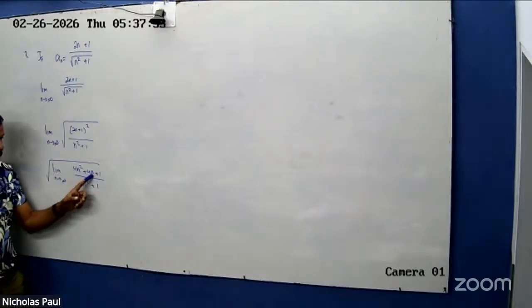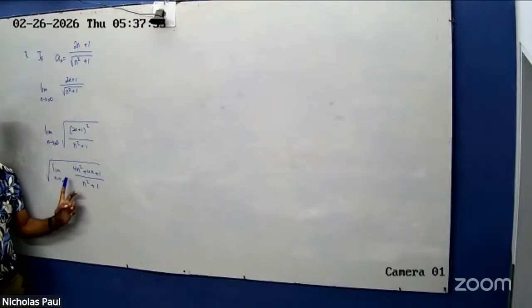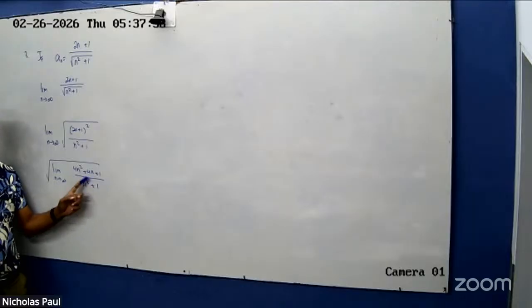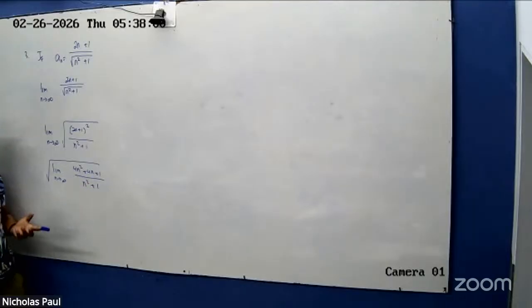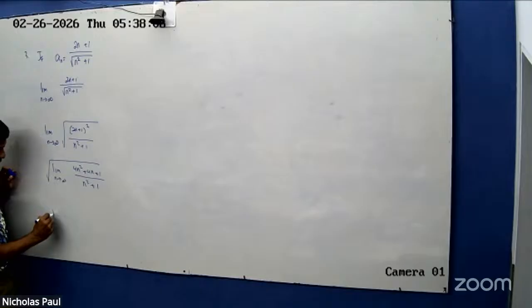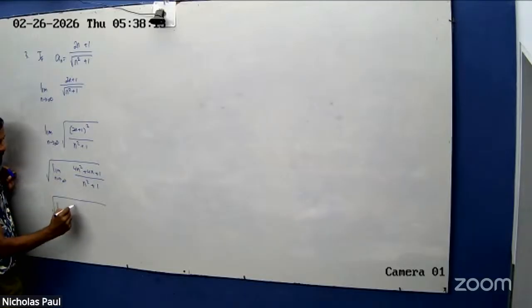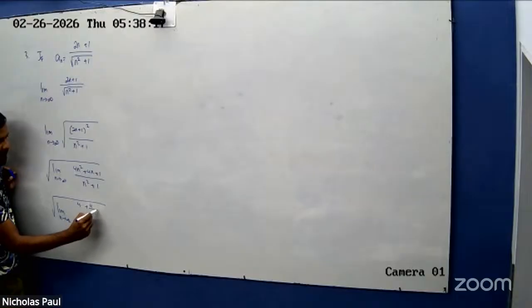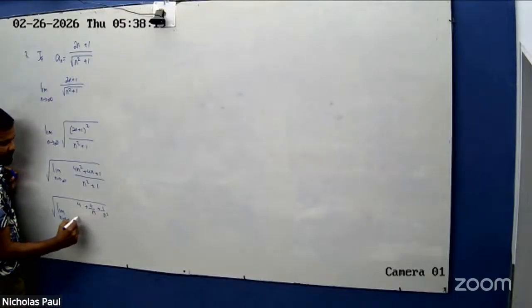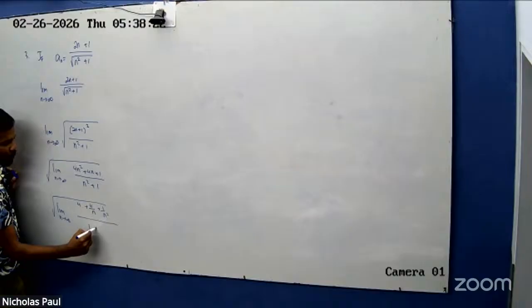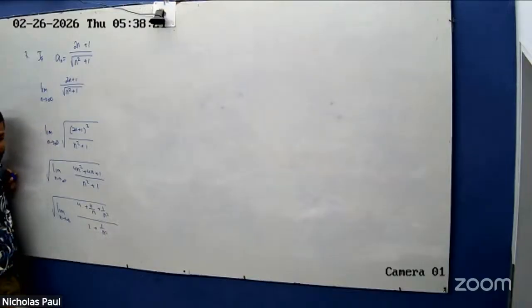Then what do we do inside here? Focus inside here. What do you do inside here? No, you can't factorize. Right? You divide by the highest power. And finish. So you divide by the highest power, so you'll get 4 plus 4 on n plus 1 on n squared divided by 1 plus 1 on n squared.